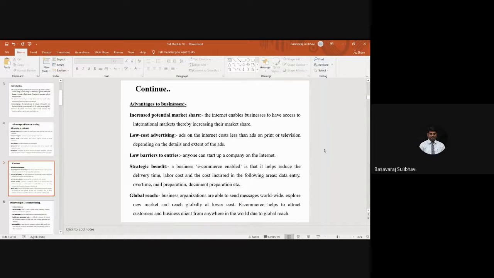Another advantage is low cost of advertising, where ads on the internet cost less than the ads you give in print media or television media. It also depends on the details and extent of the ads. In television, they charge per second. Print ads can be charged on the basis of square inches in the newspapers. The bigger the ad is, the more you pay.